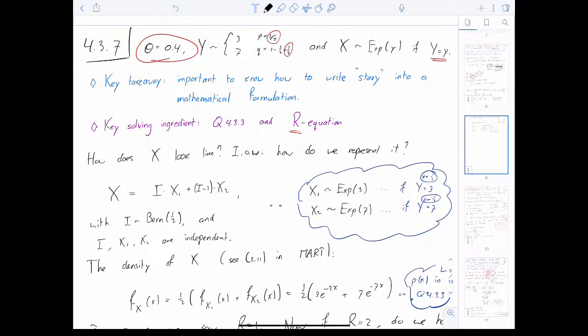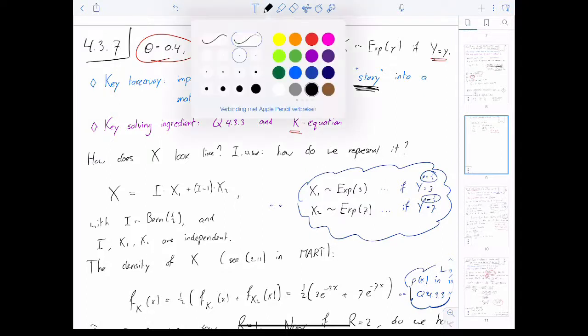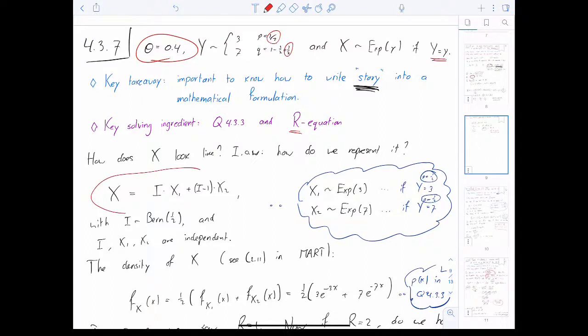So it's back to the takeaway. It is important to know how to write this story, or these two random variables X and Y, and to make sure you are able to realize how we can then obtain an expression for this random variable.